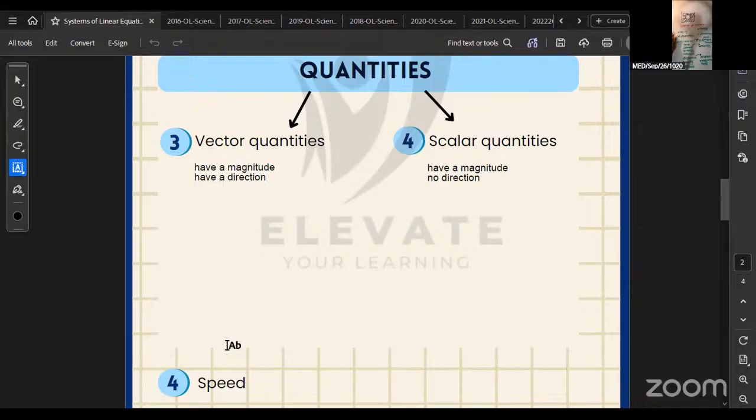Although this might seem like a very easy part of the lesson, this question usually comes. So look at the examples and try to remember: 1, 2, 3, 4, 5, 6, 7, 8. There are 8 scalars and 5 vectors. Try to memorize them now, write them on your own, check if you have written the correct things and let me know. Write the examples by memory, not by looking at the board. Write the vector quantities, write the scalar quantities.